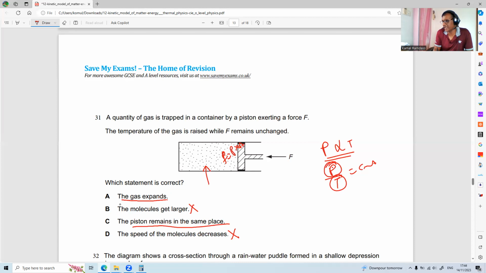pressure times area of the piston. The area stays the same. The rheostat produced a certain pressure previously. Now the pressure has increased, definitely, so the force is bigger and the piston moves in this direction, and as it moves in this direction, the gas expands.